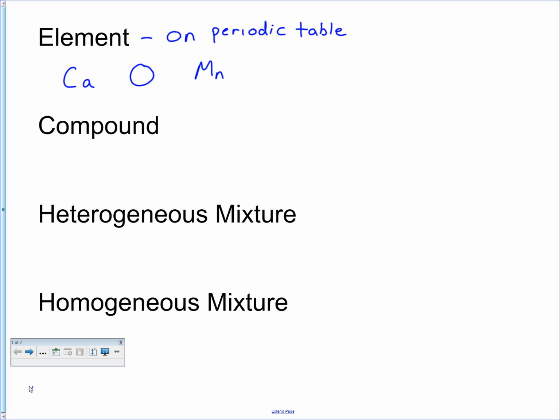The next thing is called a compound. A compound is when we have atoms of different elements that are bound together, but they're bound together into a pure substance, so not a mixture of multiple different substances. So this is still a pure substance, which combines elements.